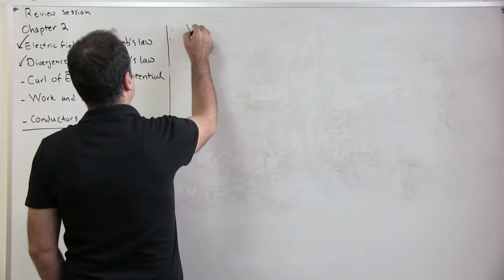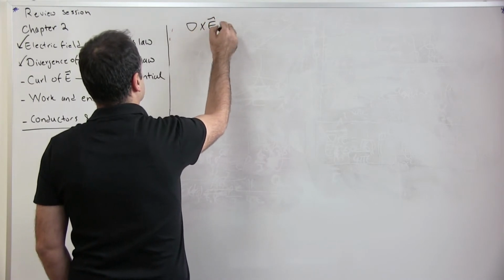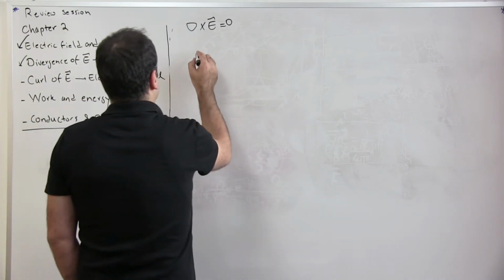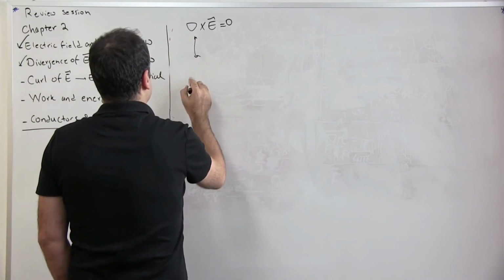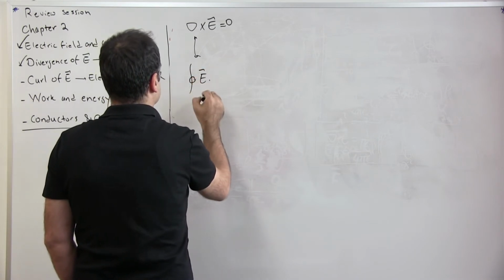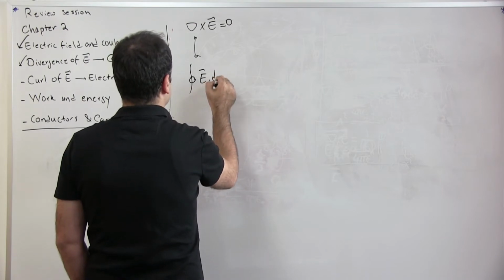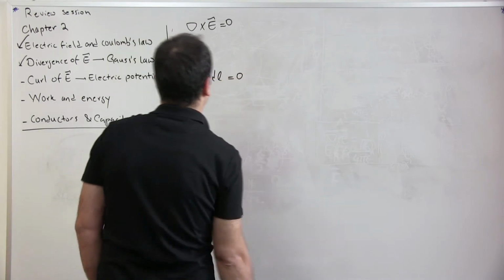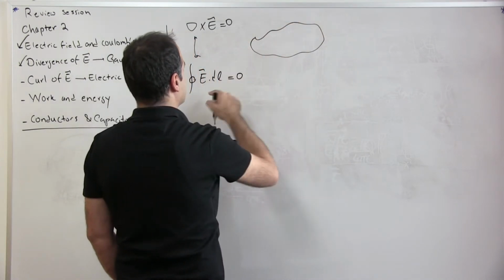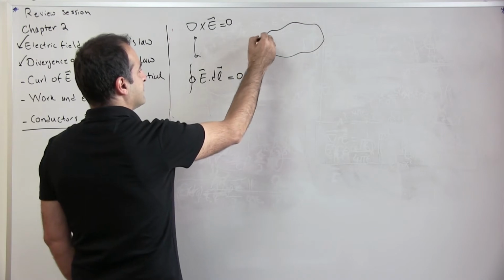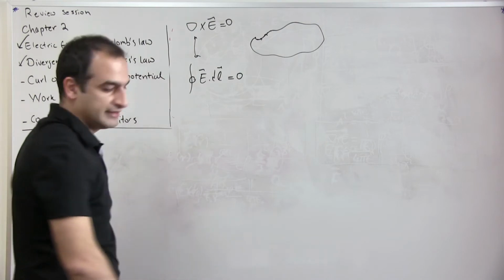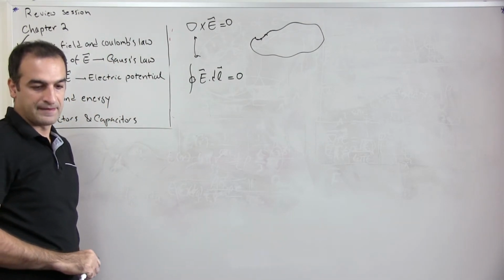So the curl of the electric field, we look at that and that's 0. And that is equivalent to saying that any integral on a closed loop of E dot dl is always 0. On any closed loop, if you integrate E dot dl, you start from this point and you go step by step, the integral of E dot dl is always 0.